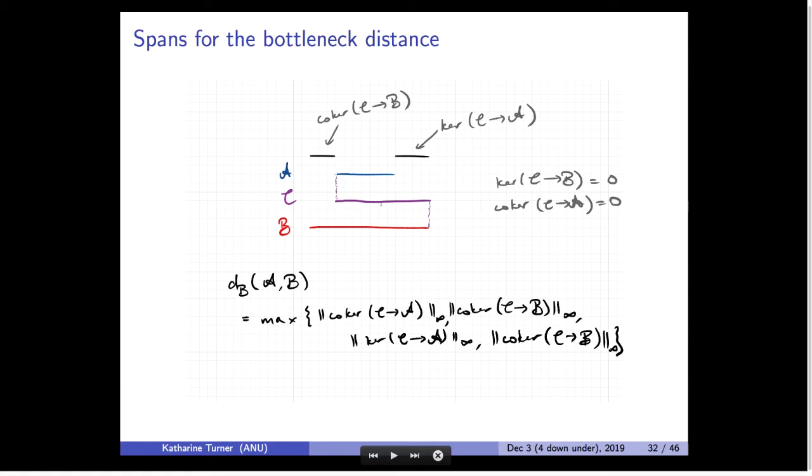Okay, so if we look at the kernel from C to A, it's exactly the change in deaths. And if we look at the co-kernel from C to B, it's the change in births. And the other two are zero. The kernel from C to B is empty, and the co-kernel from C to A is empty. So the bottleneck distance between A and B is going to be the maximum of the norms of these kernels and co-kernels, because it's the maximum shift in either births or in deaths.